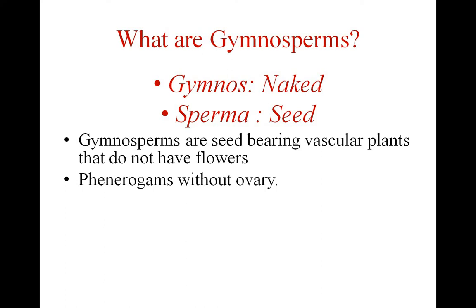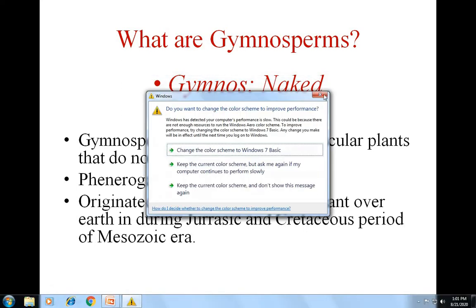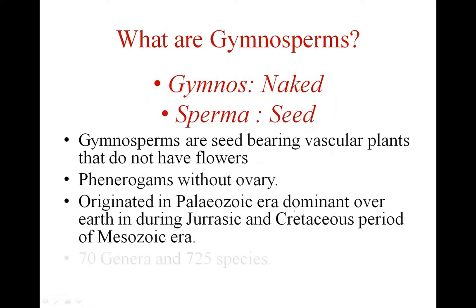These are also known as phanerogams without ovary, and they originated in the Paleozoic era and dominated over the earth during the Jurassic and Cretaceous period of the Mesozoic era. In the world there are 70 genera and 725 species of Gymnosperms living.